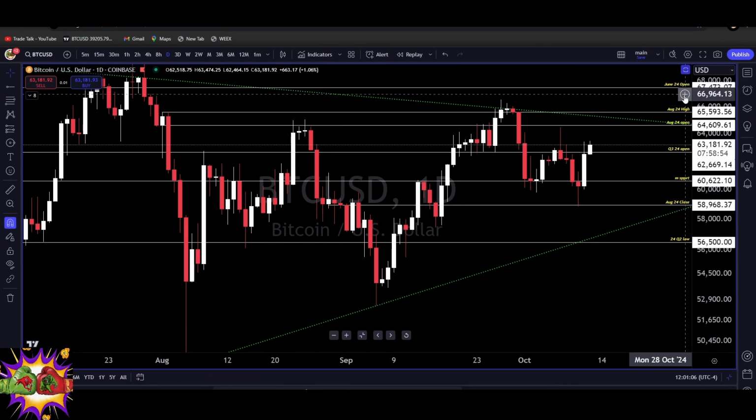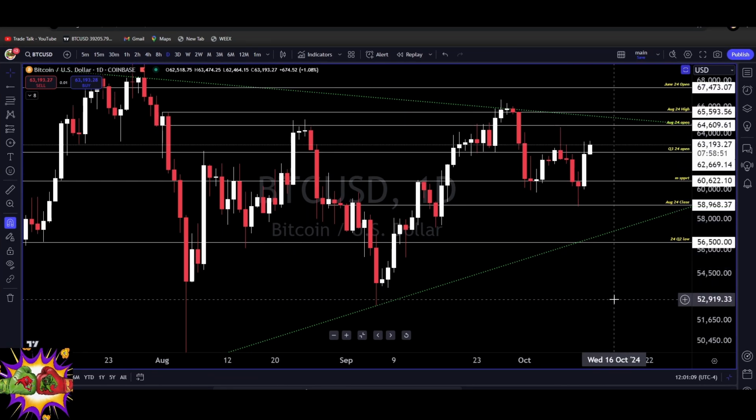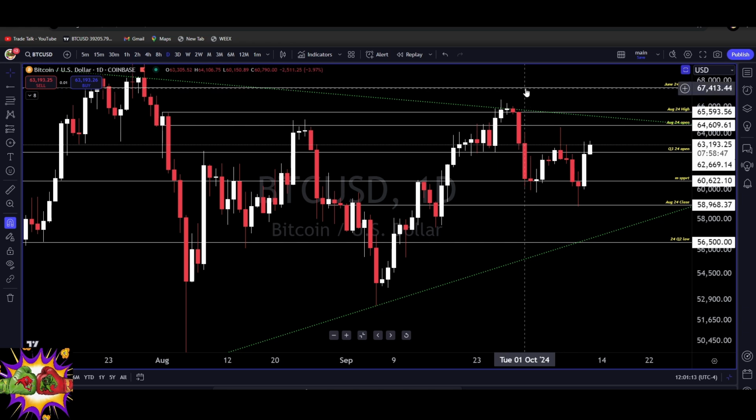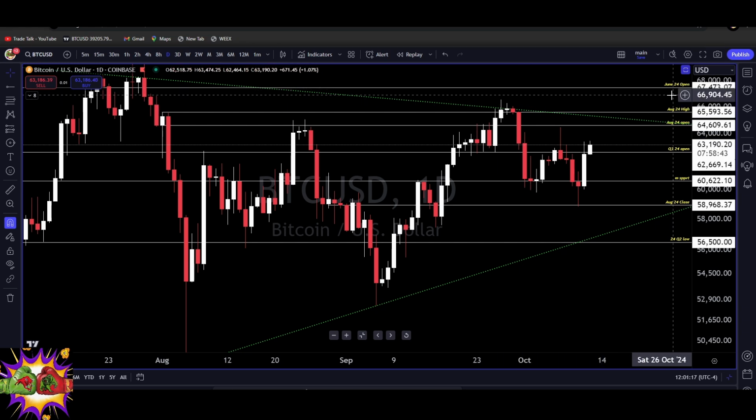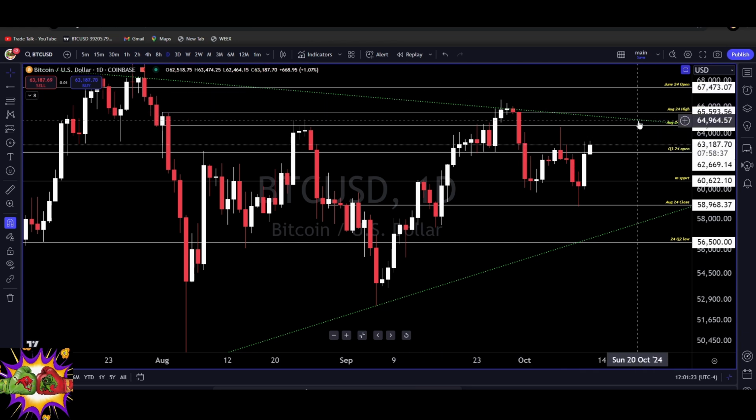So on the right hand side of the chart, I have all the levels delineated by what they actually are. So for instance, this line up here is June of 2024's open. So that's a monthly open there. August 24's high, August 24 open, Q3 2024 open. Remember, the higher time frame levels absolutely work a lot better.